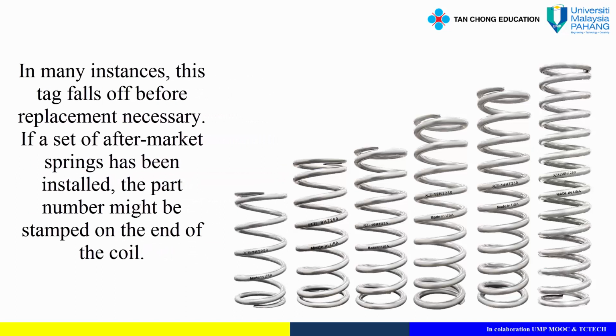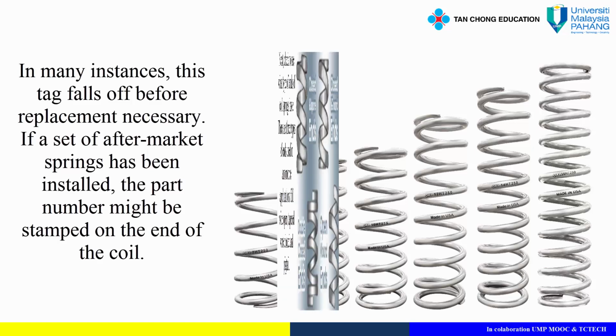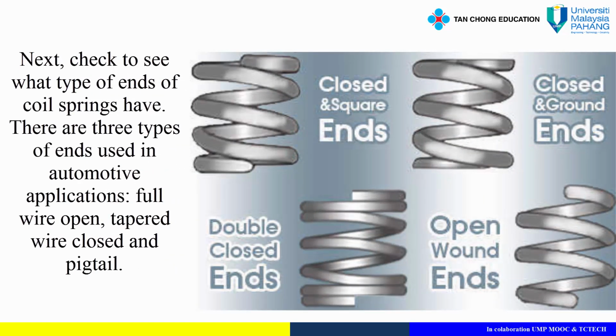In many instances, this tag falls off before replacement is necessary. If a set of aftermarket springs has been installed, the part number might be stamped on the end of the coil. Next, check to see what type of ends the coil springs have.